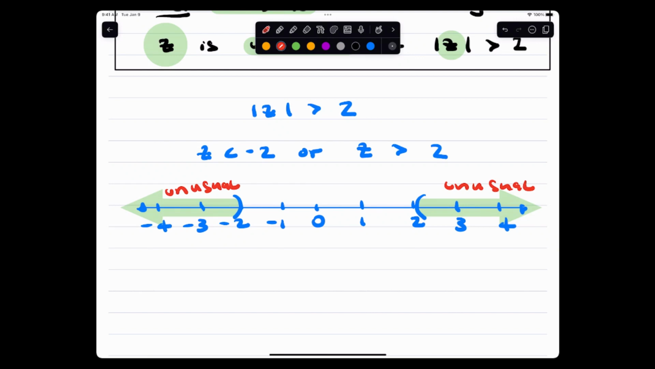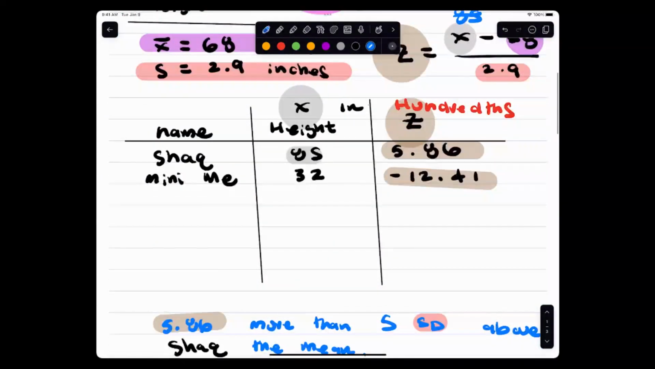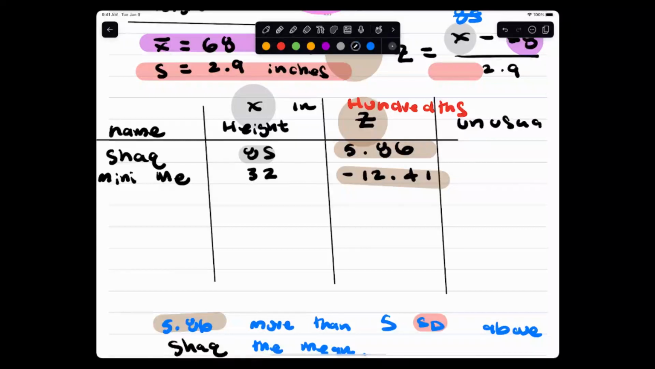So here's what I'm getting at. Shaq has a z-score of a positive 5.86. Is Shaq's z-score unusual? Is that an unusual z-score? You think that is? Yes. So Shaq has an unusual z-score. We'll say yes or no. This is a yes for Shaq.